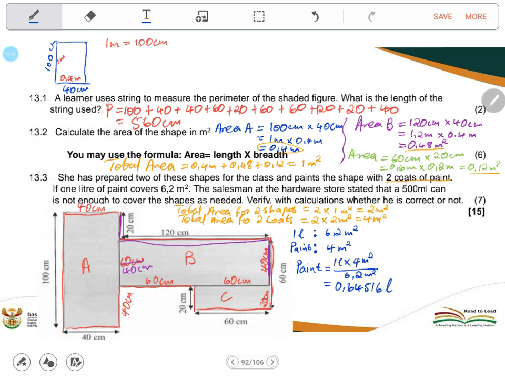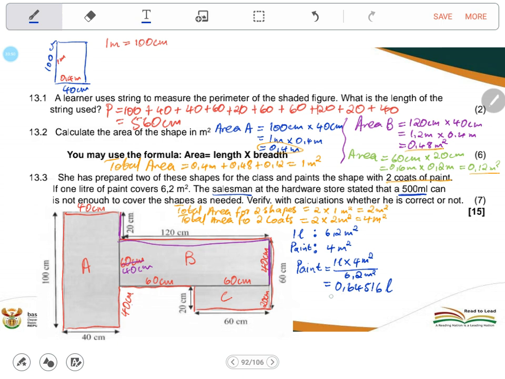Now, moving right along, the salesman at the hardware store stated that a 500 milliliter can of paint is not enough to cover the shapes as needed, meaning it will not be able to cover 2 shapes and coating them twice. So you need more paint. So it says verify with calculations whether he is correct.